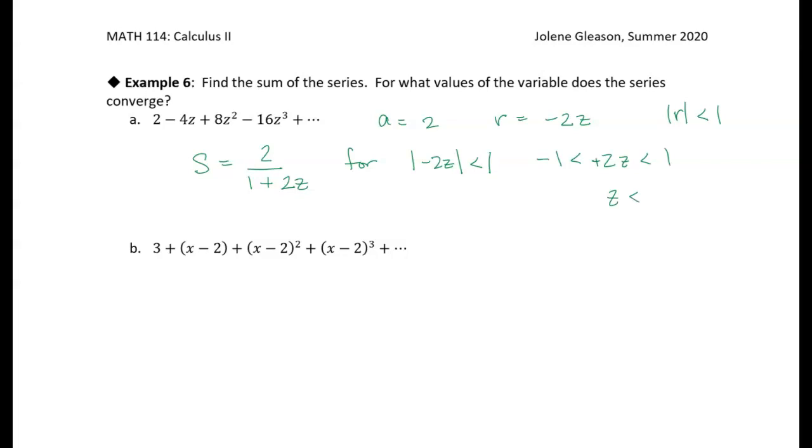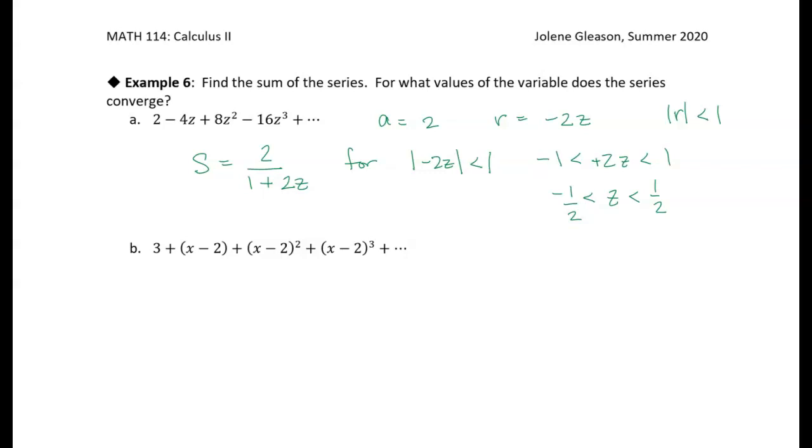If I divide both sides by 2, on one side I'm going to get 1/2, on the other side I'm going to get minus 1/2. So as long as my z value is between negative 1/2 and positive 1/2, then this series will converge to this value, 2 over 1 plus 2z. So that's cool, right? So now we're getting fancy. We're putting in variables. All right, let's take a look at this next example.